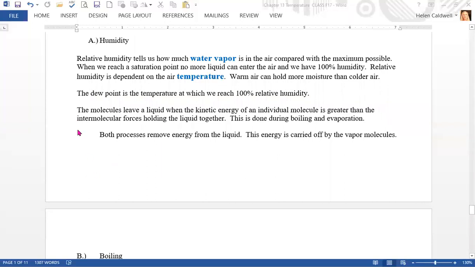A molecule will leave a liquid when it has enough kinetic energy to escape those intermolecular bonds, those forces holding the water molecules together. This happens when water boils and when water evaporates. Both of those processes, boiling and evaporation, carry molecules away from the liquid, and they also remove energy in the process. The energy goes with the vapor molecules.